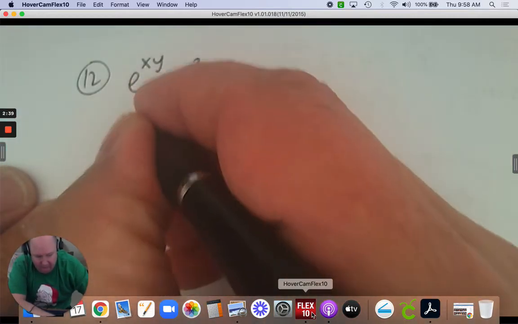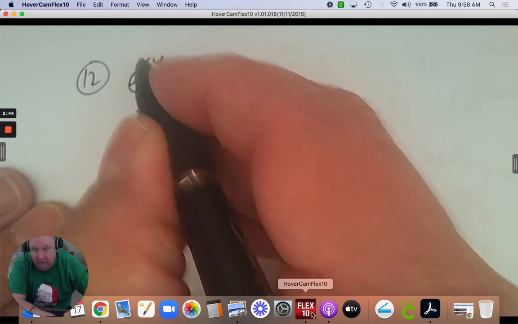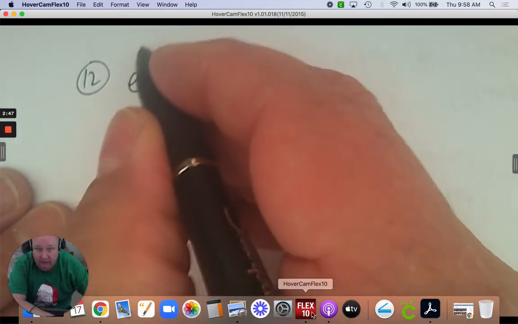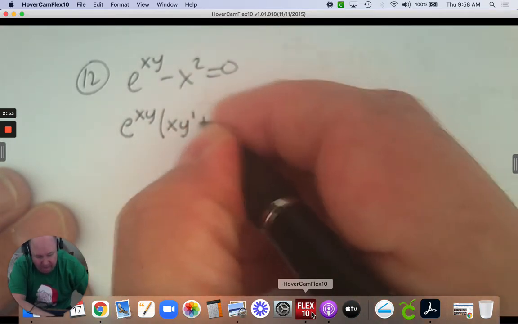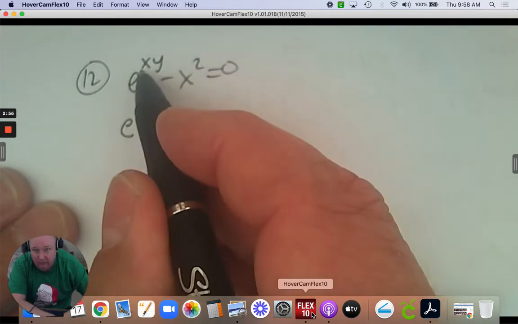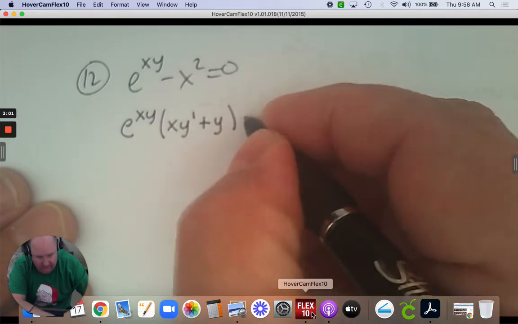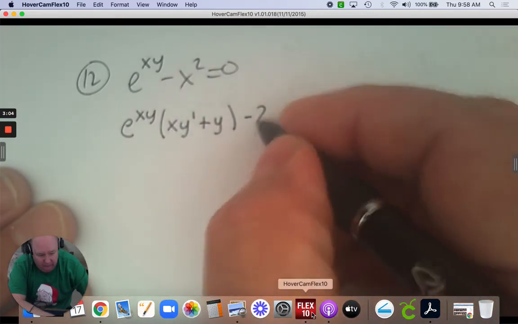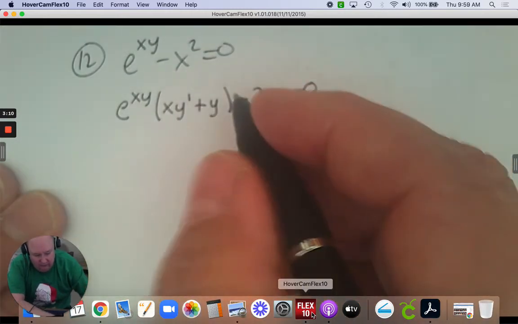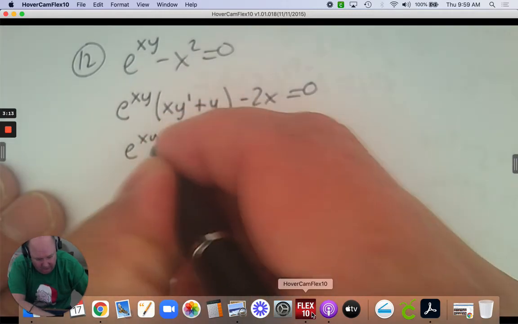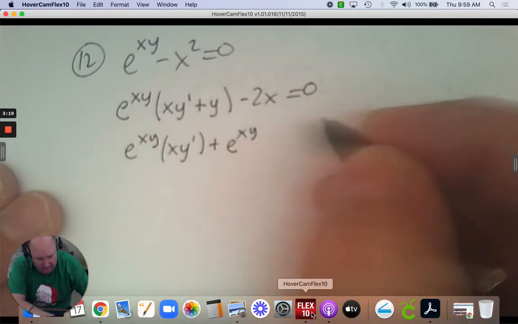The derivative is e to the xy times the derivative of the exponent gives me the hook on. So the derivative of the exponent is a product rule. That's the first times the derivative of the second plus the second times the derivative of the first, which is 1. So times 1, it's just y. And then negative x squared, the derivative is negative 2x, and the derivative of 0 is 0. Now, I'm going to distribute. So we have e to the xy times xy prime. We have e to the xy times y.